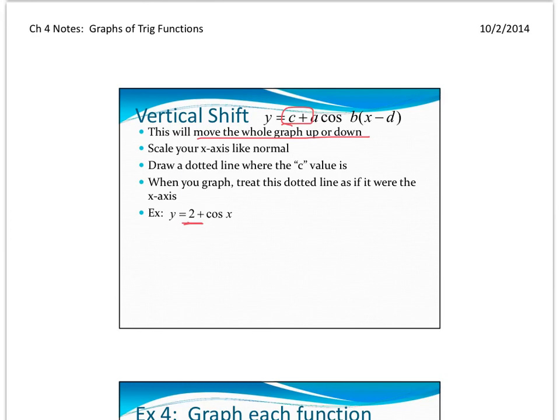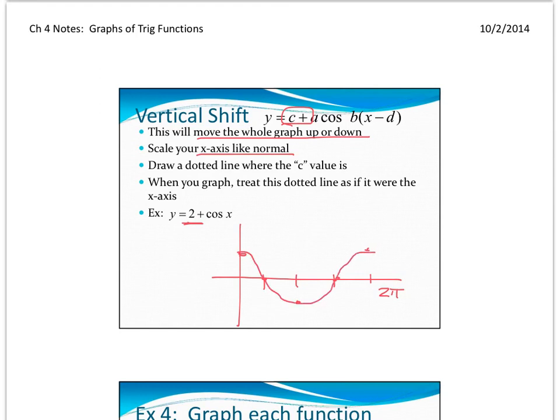We're going to scale our x-axis the same way we've been working on, and then basically we're going to take our whole graph and slide it up. So if we look at this problem here, my typical cosine graph has 4 tick marks taking me to 2 pi, and a typical cosine graph has a point at the 1, the 0, the -1, the 0, and the 1. So it would look like this.